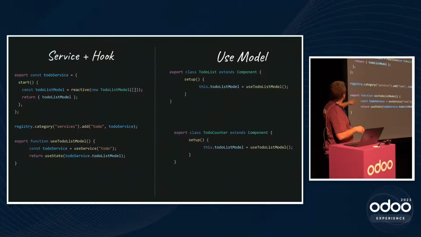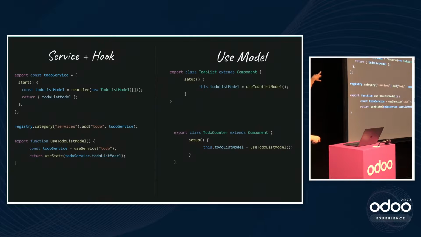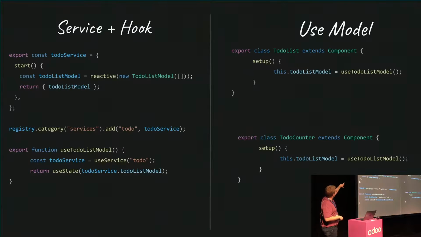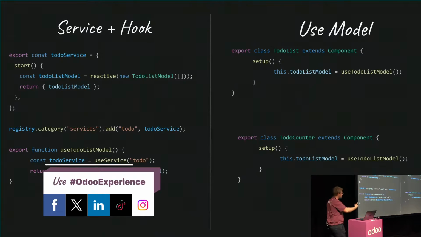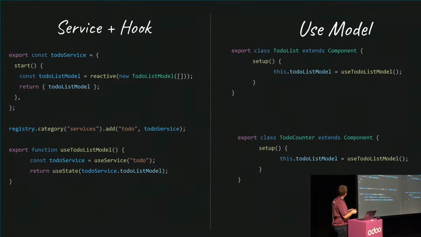How it looks? It's very simple. So I just add a service to the category service. In my case, the service is just a start function. The start function will be executed when you mount the web client, just before. And like before, I create a new to-do list model. I put it in a reactive, and I return it. And my hook, to access to it from the component, will just do use service to access to the service, and it will just take the to-do list model in this service. And again, you need to use useState on it. It's really important to keep the reactivity.